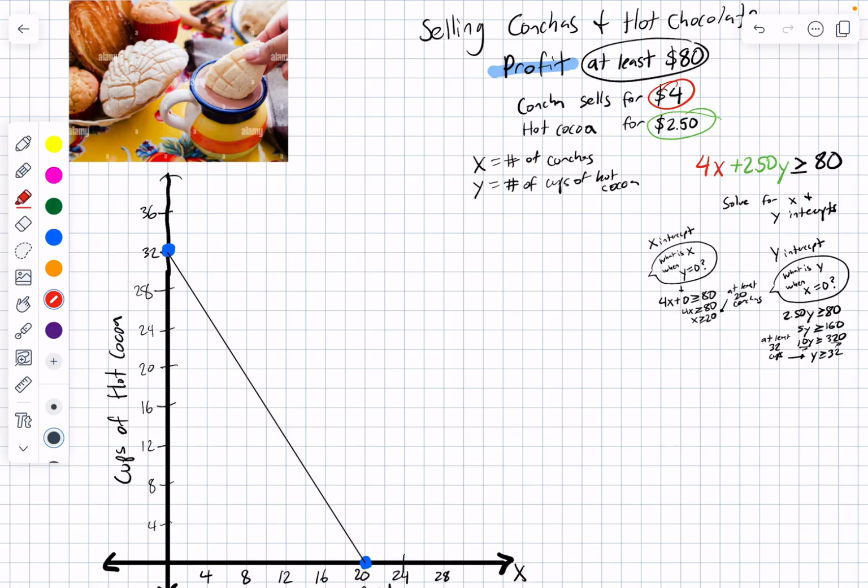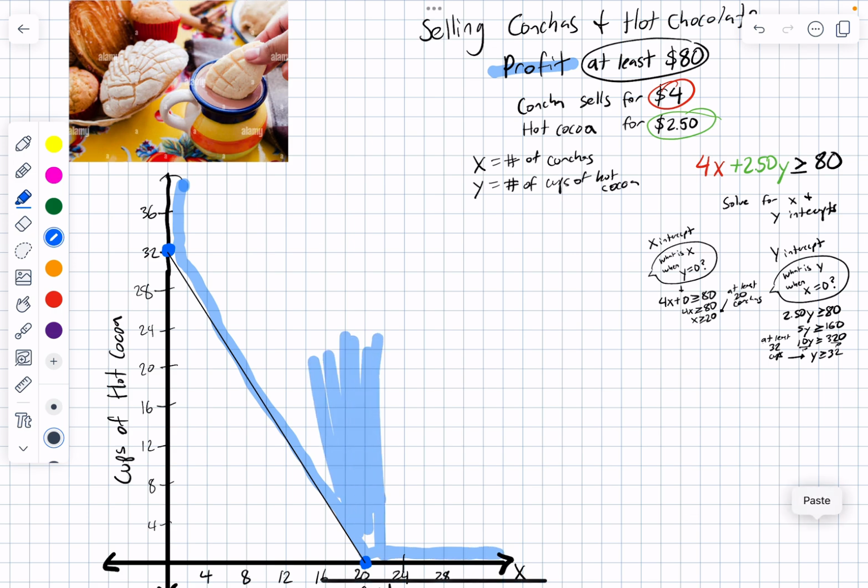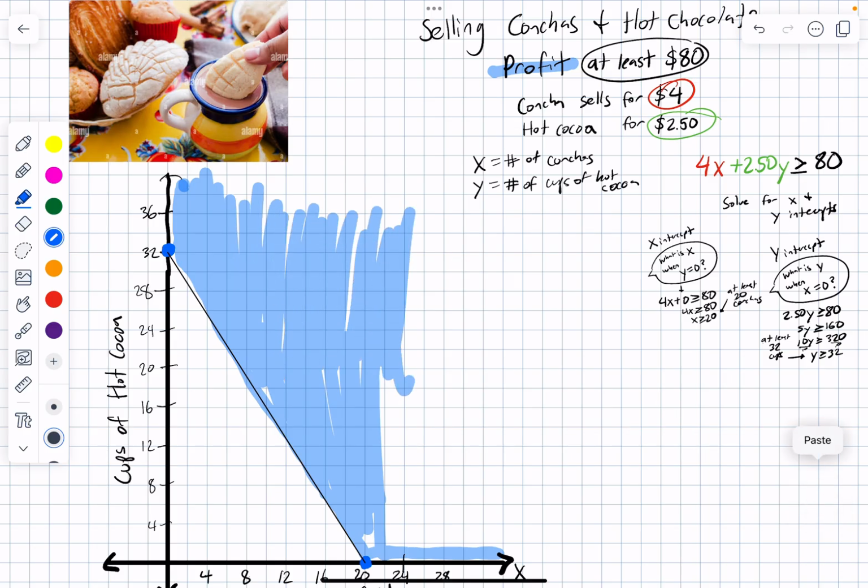And then I'm fine with my profit margin being anything over here. So I would just shade this region, and anything over here works. I don't think you need to see me color all this, so I'm just going to do this quickly. So I would make at least $80 if I sold anything in this blue region.